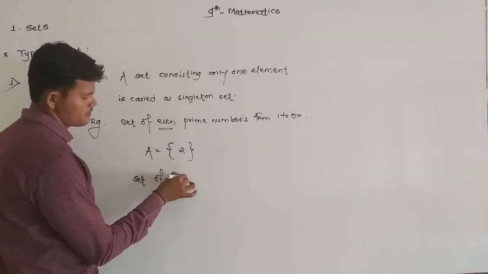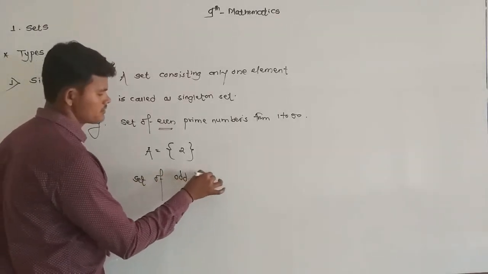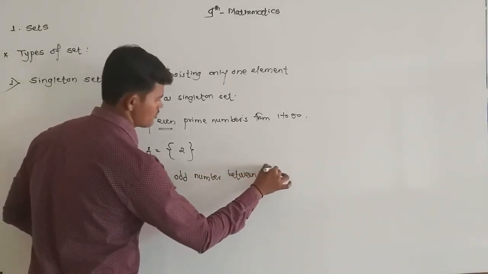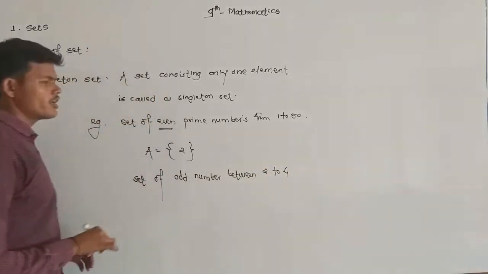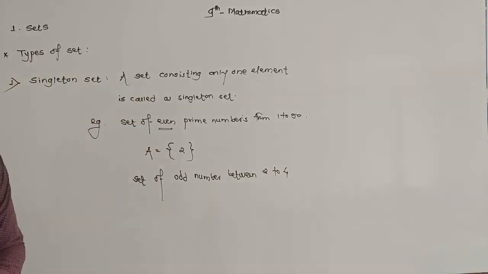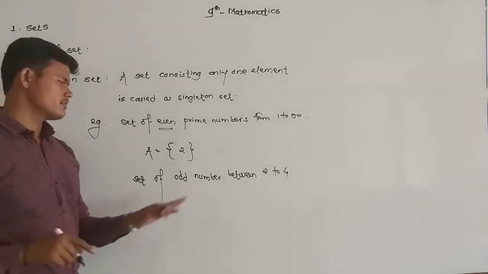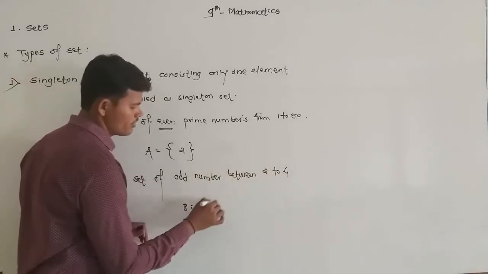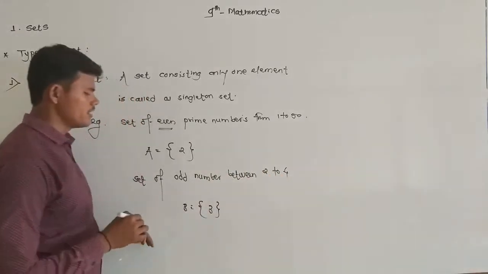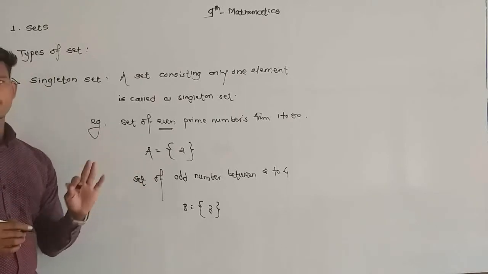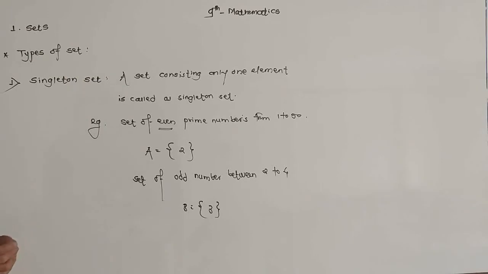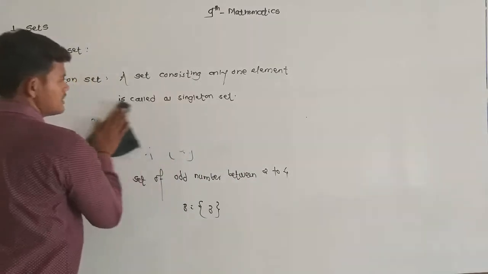Set of odd numbers between 2 to 4. So how many odd numbers are there in between 2 and 4? There is only one odd number, that is 3. So in between 2 and 4, only 3 is the odd number. This is what a singleton set is. So we can write infinite examples of a singleton set. Now the second type is empty set or null set.